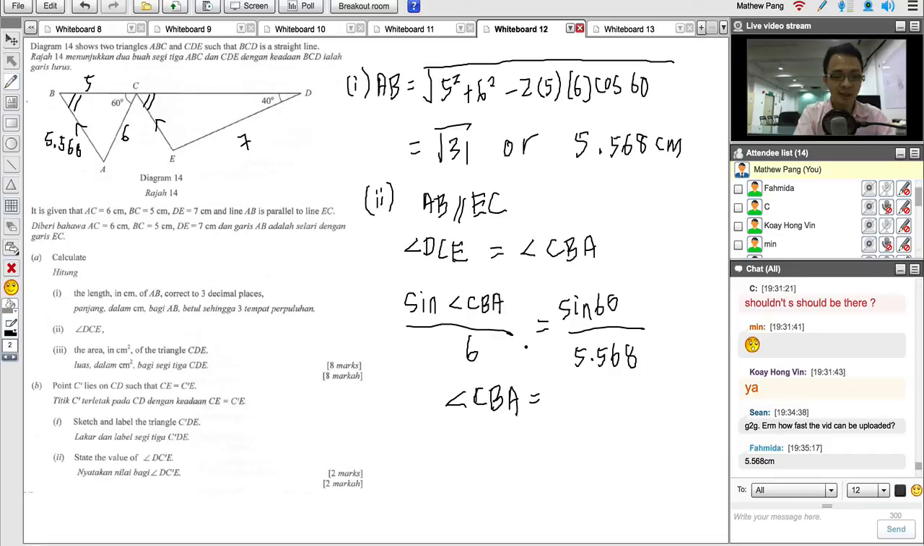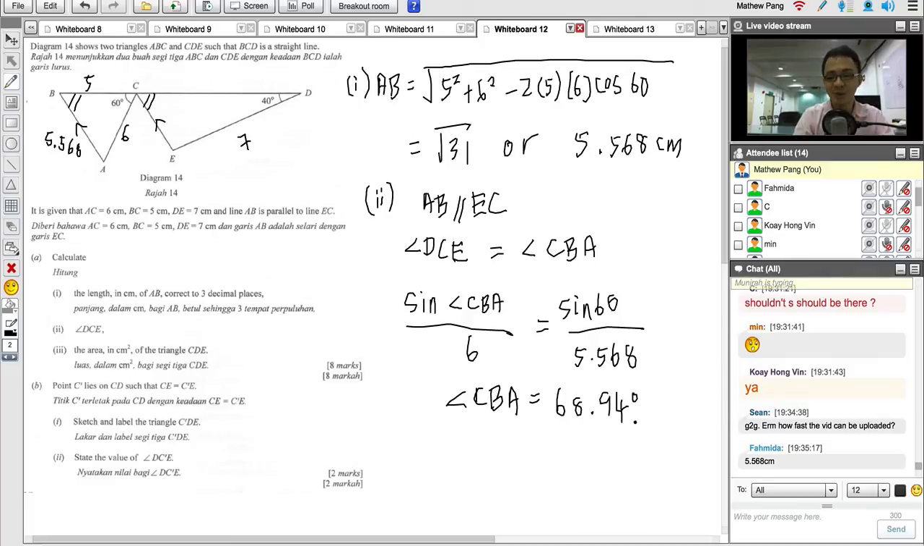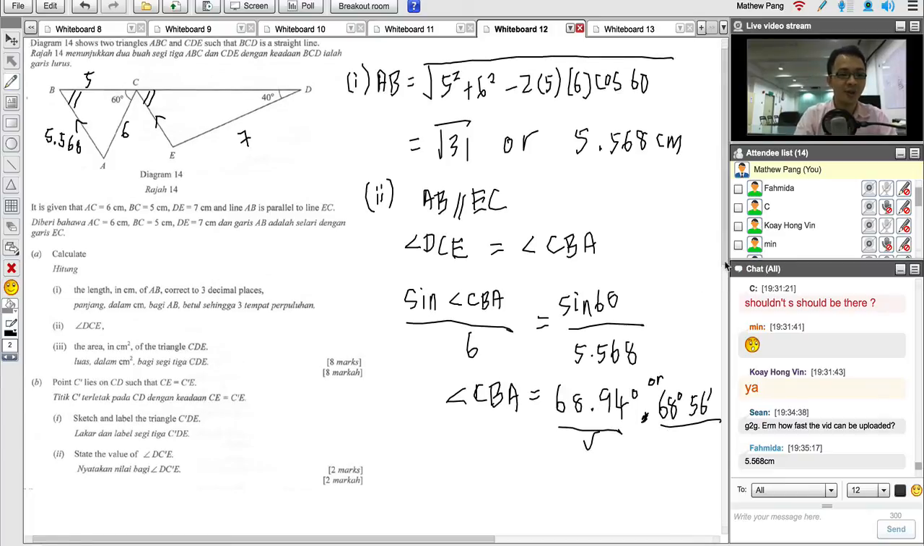Alright, then I'm going to shift sign answer. Okay, it will be 68.94 degree. Done. Some students ask me, can I change to minutes also? Yes, you can do that. You just press your calculator. It will tell you it's 68 degree, 56 minutes. If you want to do it like this, you cannot use a comma. Either one is correct, but normally I will use the first one because it's no different.